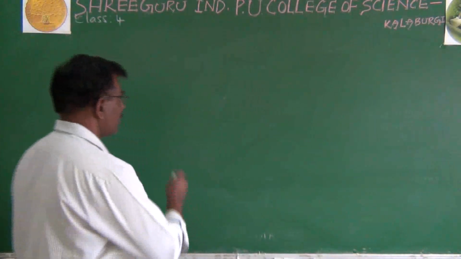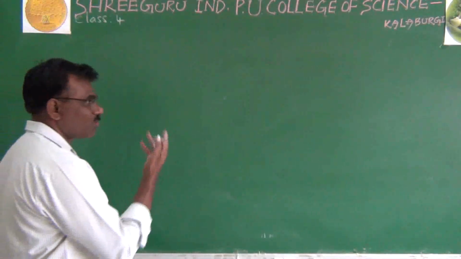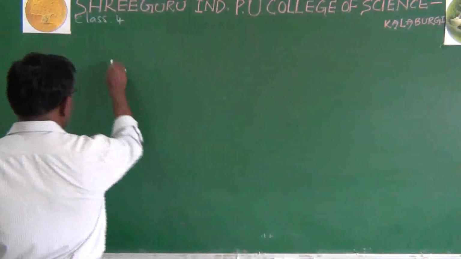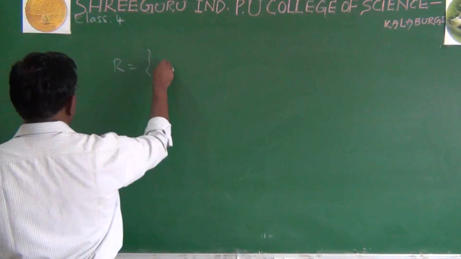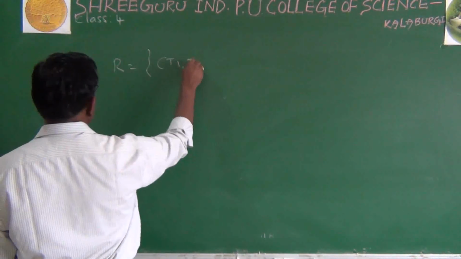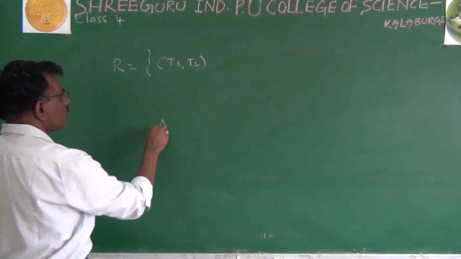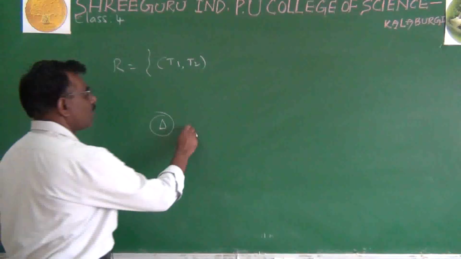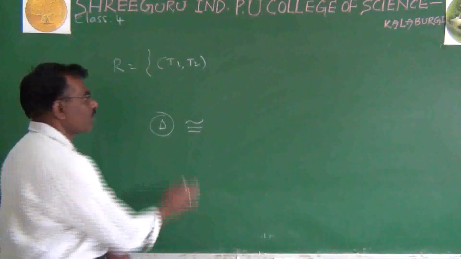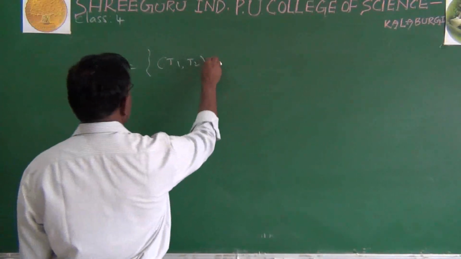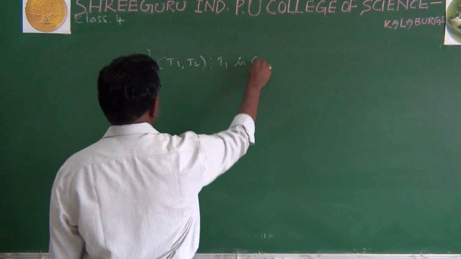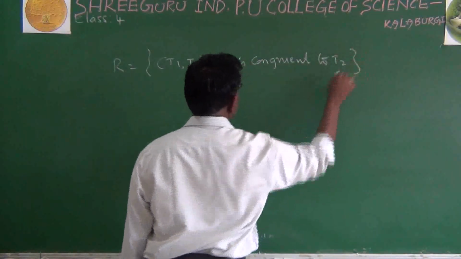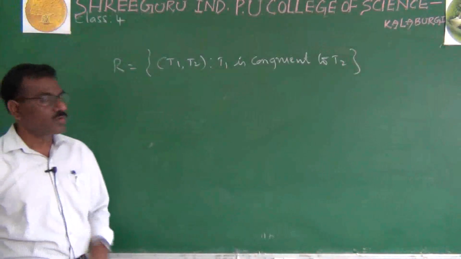So what is the congruent? The question is there in the textbook, but I will explain directly, a shortcut. So R is defined as T1 comma T2 such that T1 is congruent to T2. Some textbooks give congruent triangles like this, okay. The congruent symbol is this, okay.